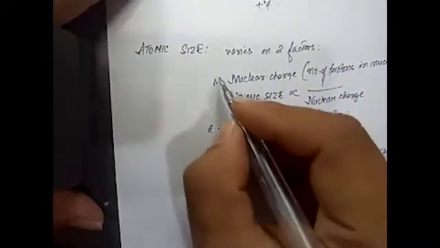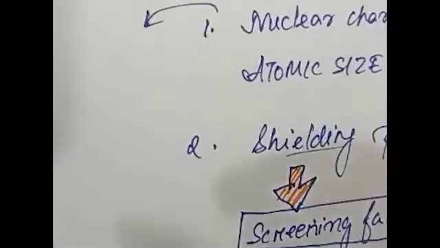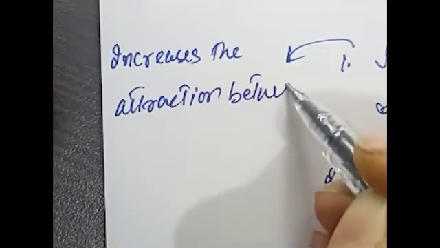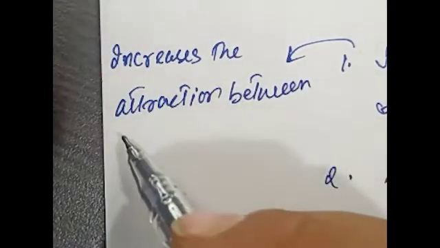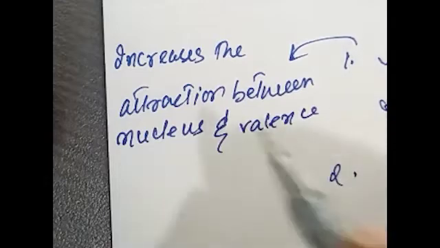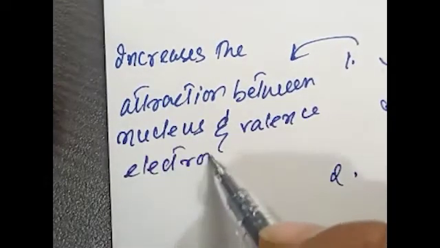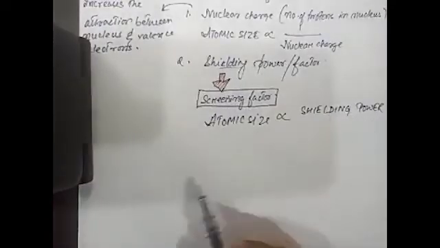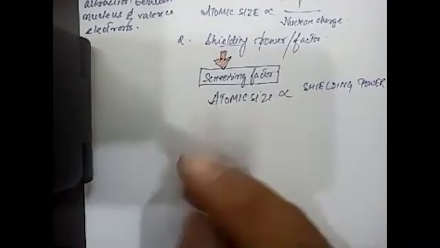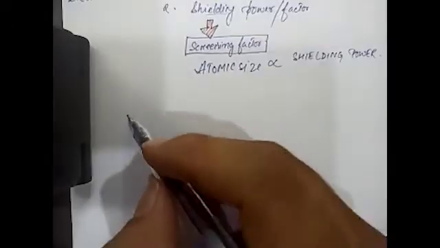So nuclear charge increases the attraction between the nucleus and valence electrons. Valence means the last shell, the electrons in it are called valence electrons. Fine. The other part is the shielding power. What is shielding power? Suppose, for example, there is a thing. First, let us know that. After that, I will discuss shielding power well.